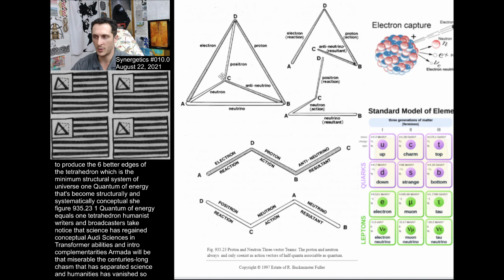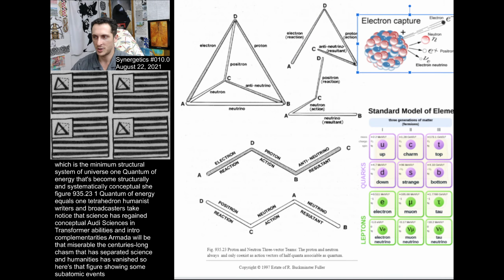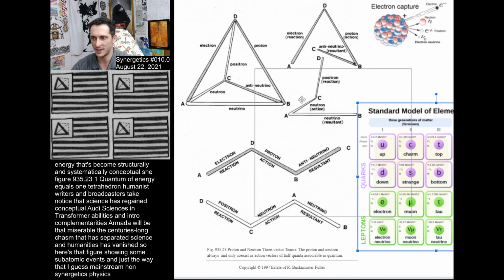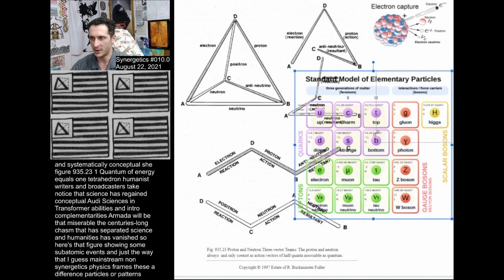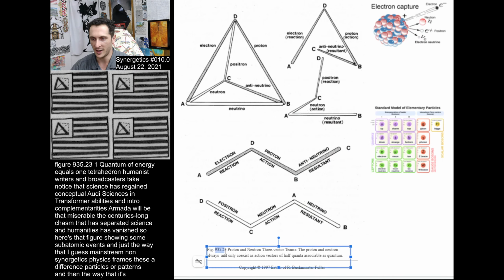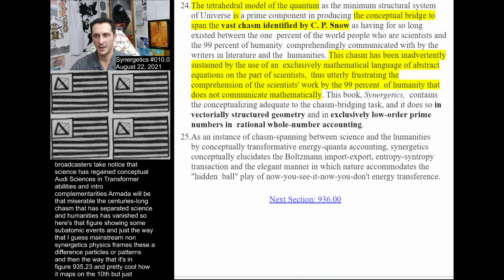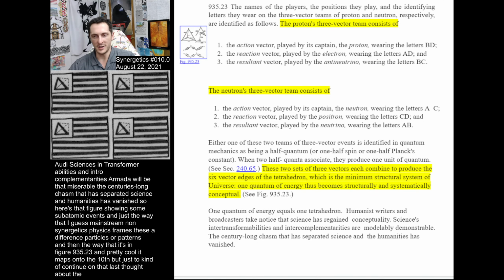So here's the figure showing some subatomic events and the way that, I guess, mainstream non-synergetics physics frames these different particles or patterns, and then the way that it's in figure 935.23. Pretty cool how it maps onto the tet. But just to continue on that last thought about the humanities and the sciences.